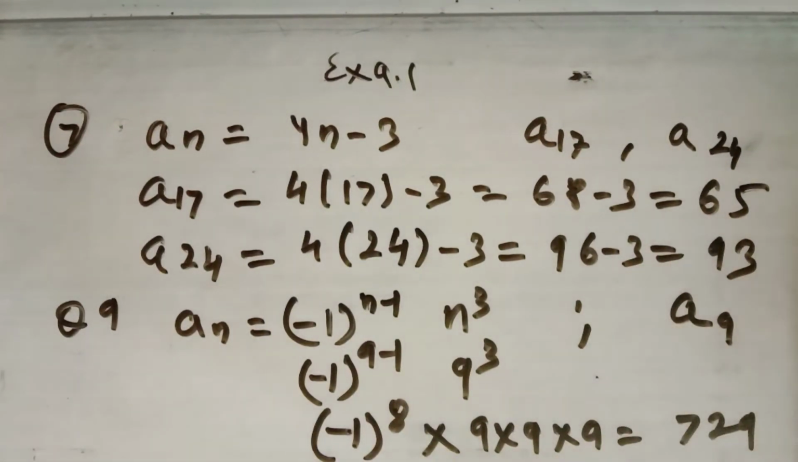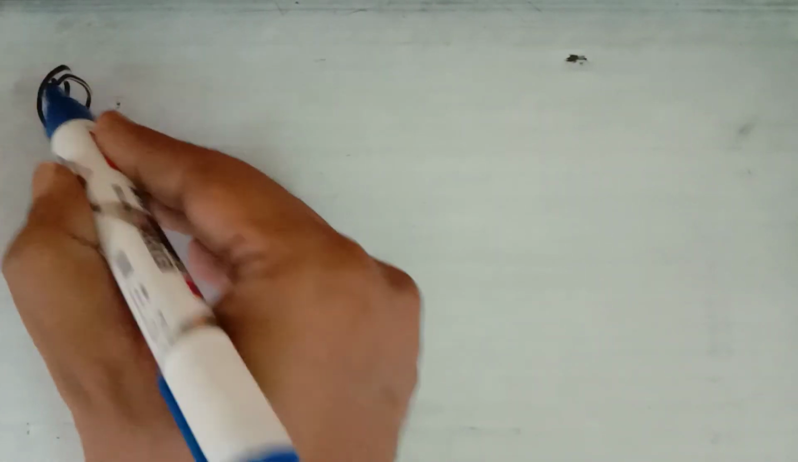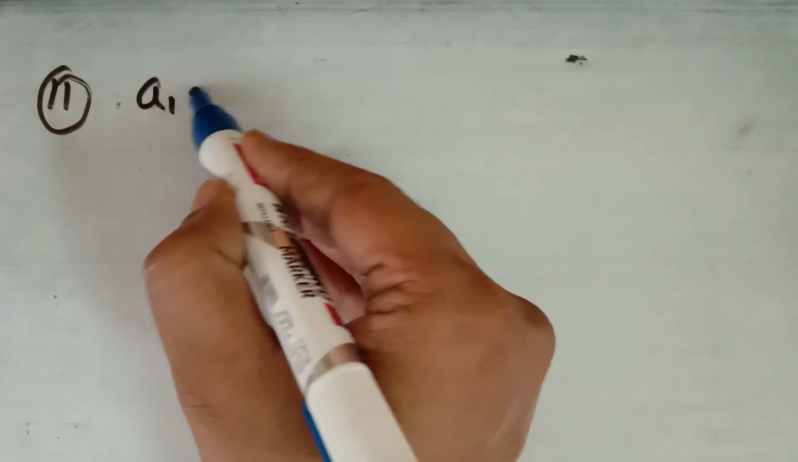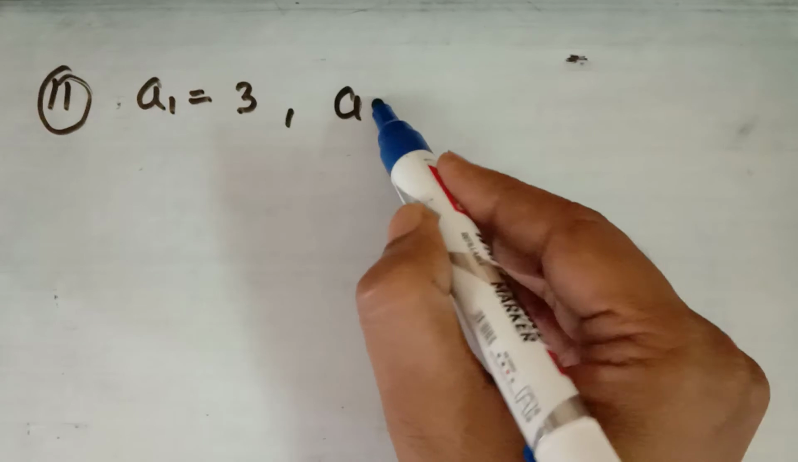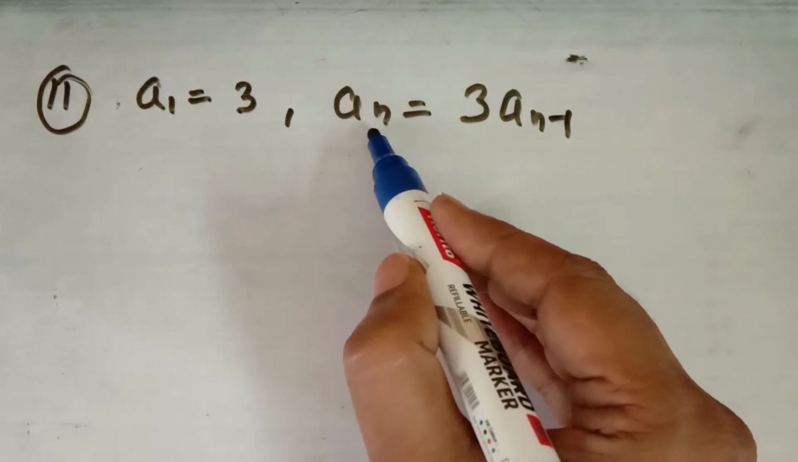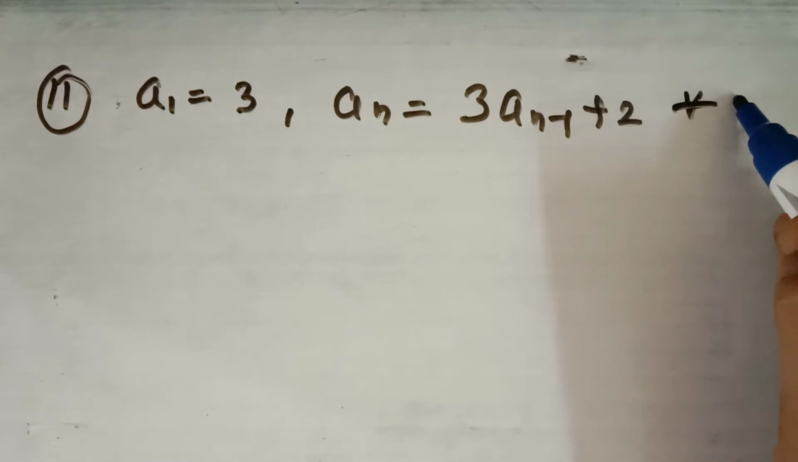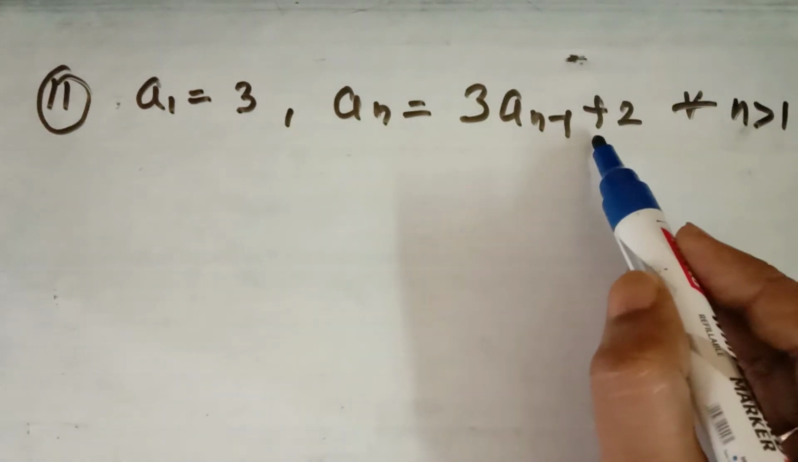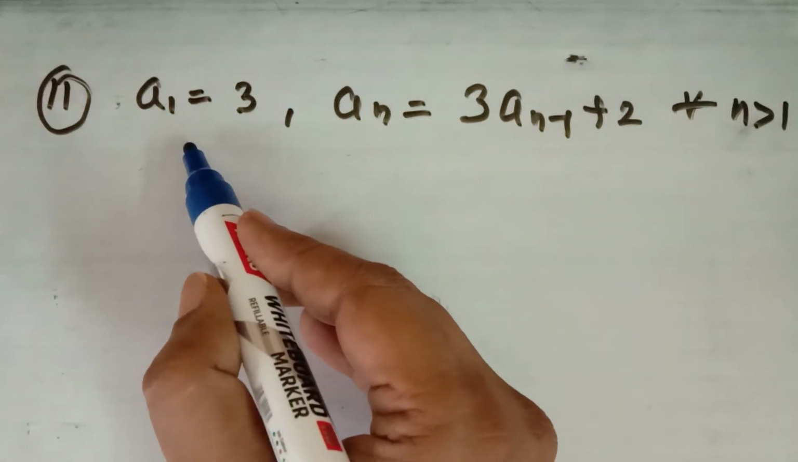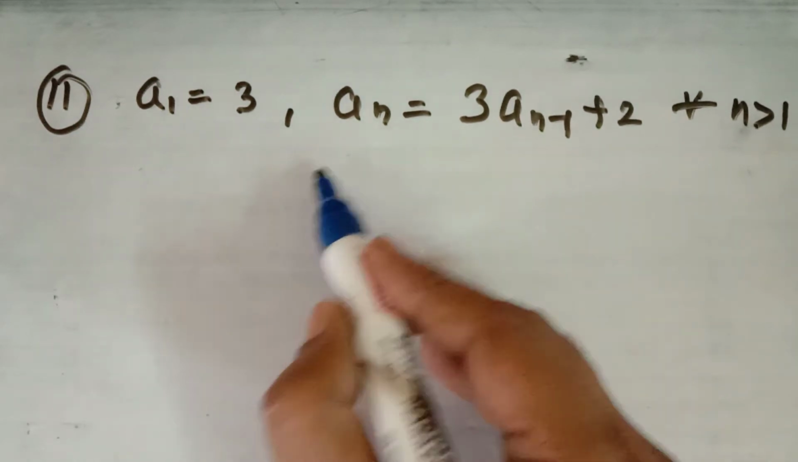Now from 11 to 14, some different questions are given, and you have to read them very carefully to find what you have to find. In question number 11, the first term is given, that is a1 is given as 3, and the nth term is equal to 3 times the n minus 1th term, means the previous term of an, plus 2 for all n greater than 1. Now this formula is given only for n greater than 1 because a1 is given, and you have to find the first 5 terms. So a1 is given, now you have to find a2.